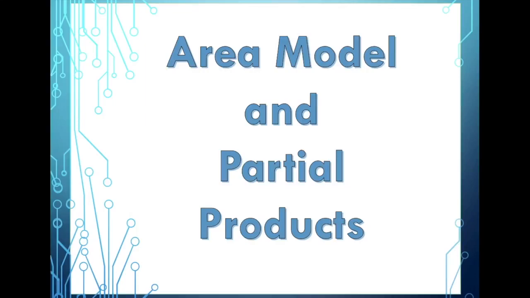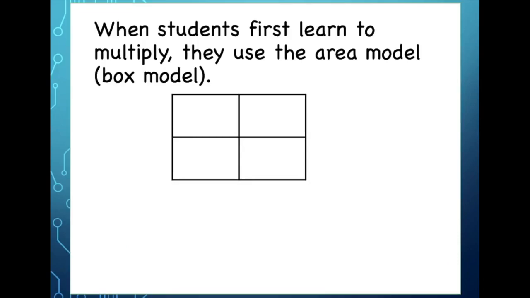Let's look at the area model and partial products. When students first learn to multiply, they use the area model or the box model. This model allows for visual representation. The students can see the box and they know exactly where to put the numbers and how to multiply.